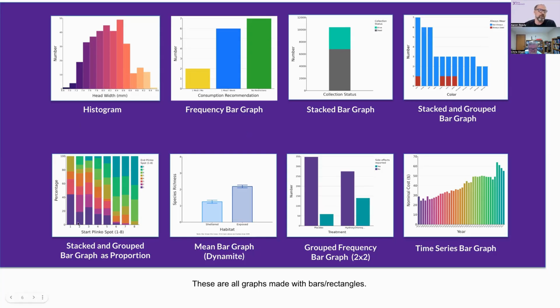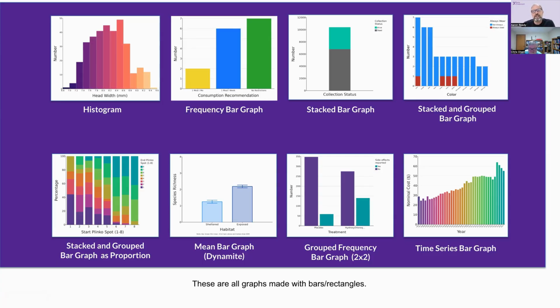If we drop down to the bottom left, we have the stacked and grouped bar graph as proportion. This is a lot like the stacked and grouped bar graph in the upper right, but this one is stacked and grouped as proportion, which means we have changed the y-axis. It is no longer just showing us the number of observations with the heights of the bars, but instead it's showing us the percentage. So all of the bars are the same height, because they're each showing us 100% of the total observations. And then the different segments of the bars are being broken up by the groups that are formed and that you can see in the legend.